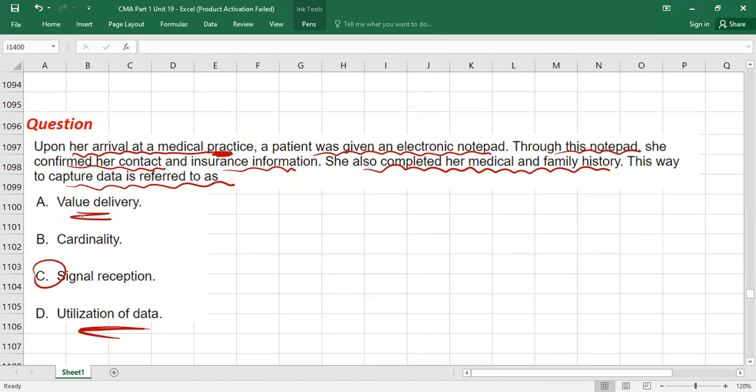Value delivery, I told you, is something different, like whether IT is providing the promised benefit or not. Cardinality means uniqueness. This we discussed in the last class. So it is signal reception. I hope it is clear. Clear, guys?